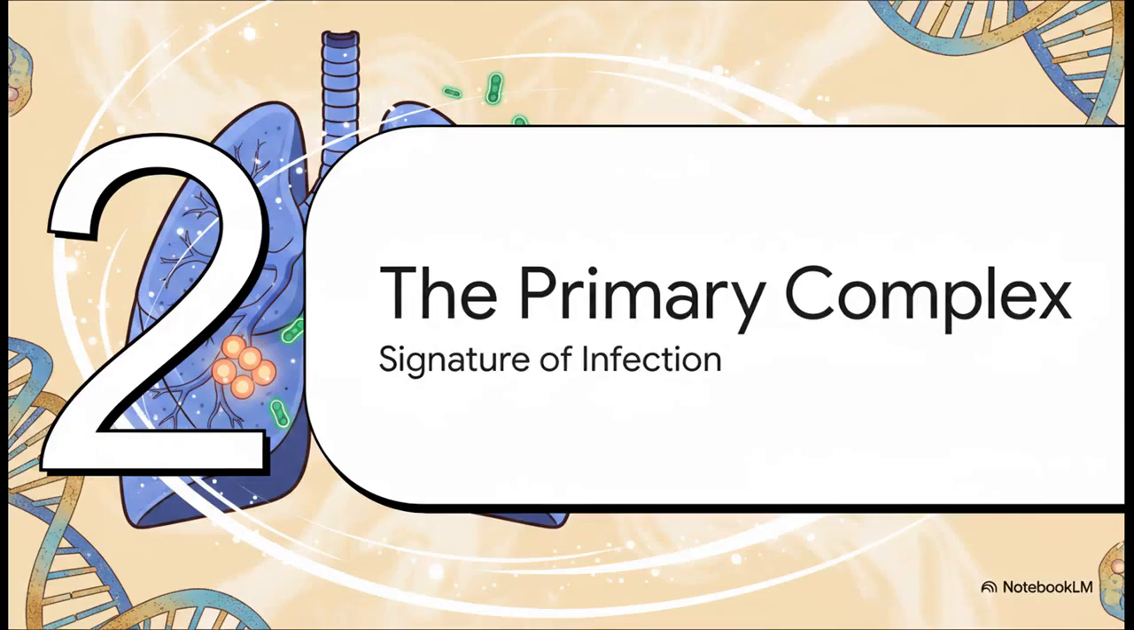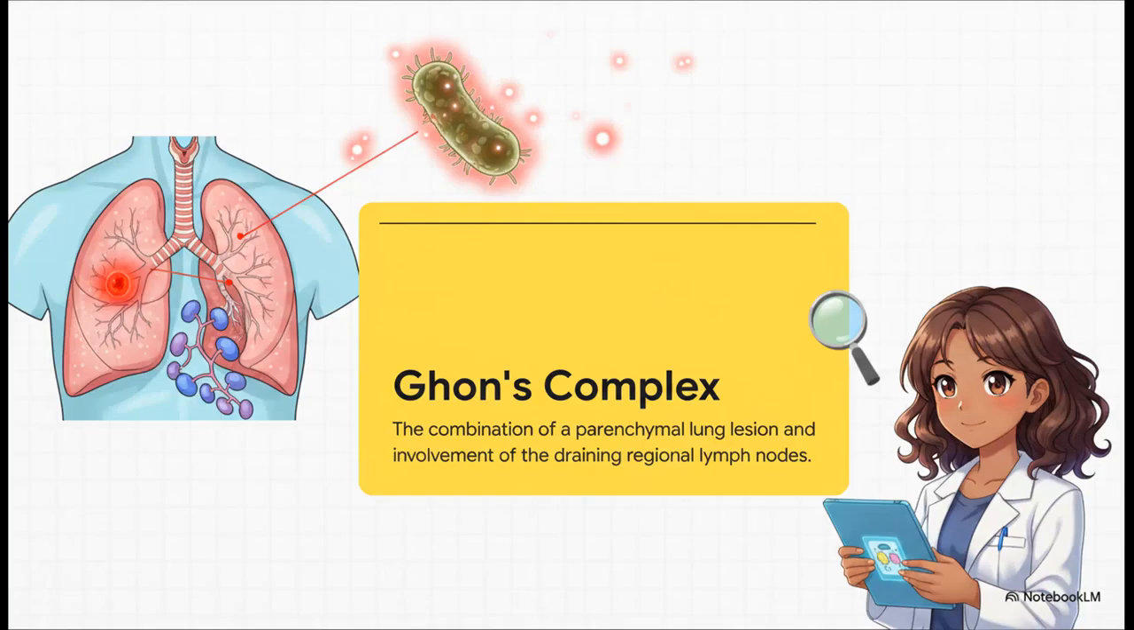Easy, right? All right, now let's see what this process looks like on a bigger scale, the anatomical signature of primary TB. This brings us to Section 2, the primary complex. I cannot stress this enough. This is a guaranteed long answer question. You have to know the Gon's complex inside and out. First things first, the definition. You have to be precise here for the exam.